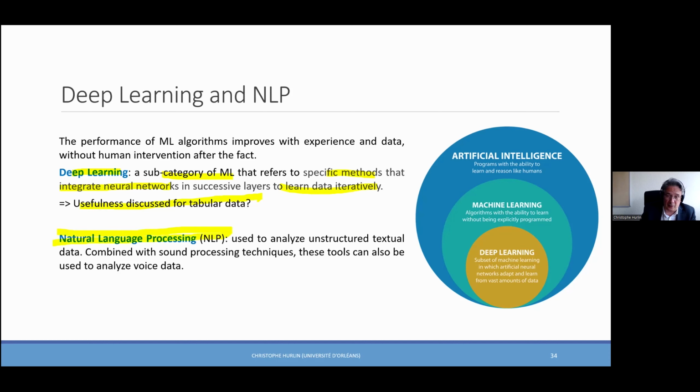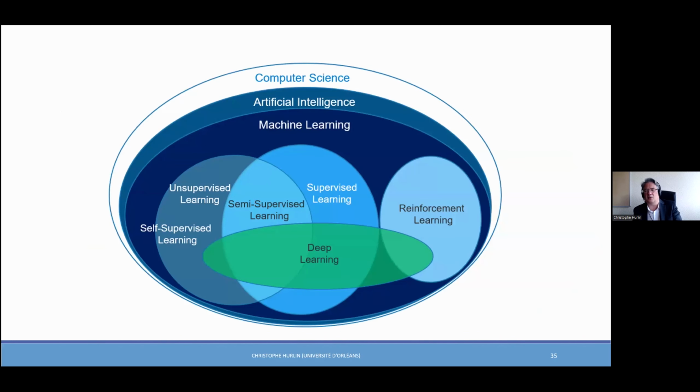And the other type of learning is natural language processing, which is specifically devoted to textual data, a PDF, for instance, and to use the text. Combined with some processing techniques, these tools can also be used to analyze voice data. So we have artificial intelligence, a subfield which is machine learning, and a subfield of machine learning which is deep learning, a type of algorithm that relies on neural networks.